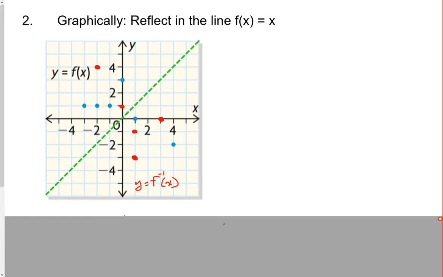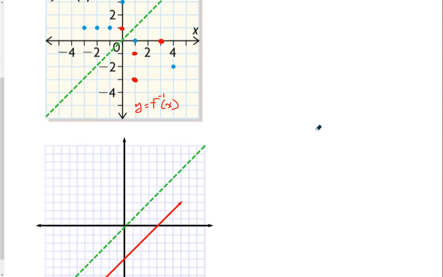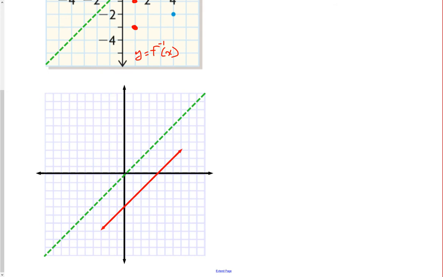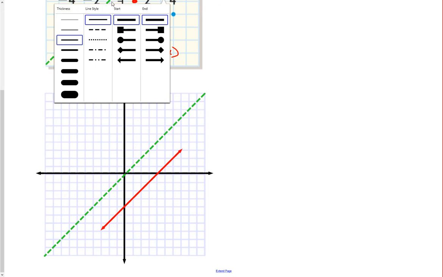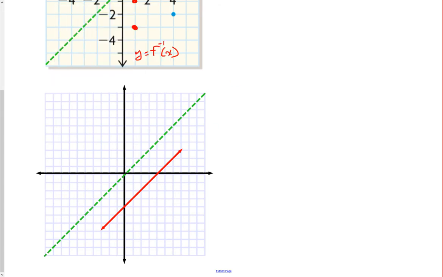Let's try another version of the graphical one. Let's try this one down here. We've got a straight line, and we want to reflect this on the other side. So let's just do a couple of points. In red first, let's name it. This is going to be f of x, and blue is going to be our reciprocal function.